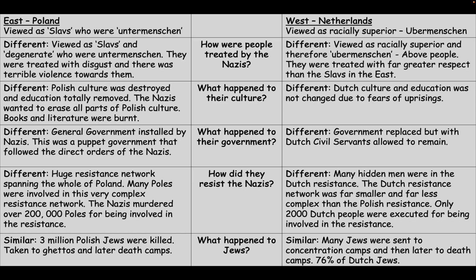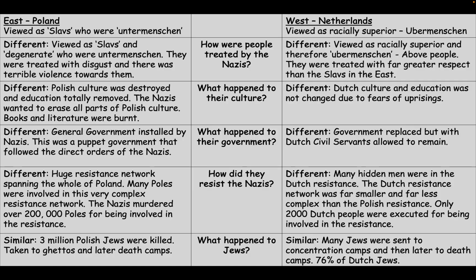What happened to the governments in the two places? Well, in the Netherlands, the government was replaced by a Nazi-led government, but they allowed Dutch civil servants, so Dutch government workers, to continue working in the government. So whilst the Nazis took control, they allowed Dutch civil servants to continue working in the government.